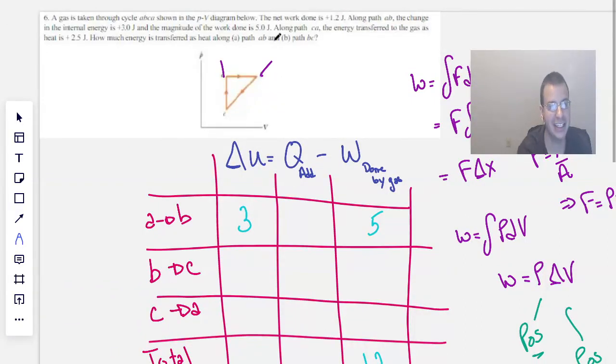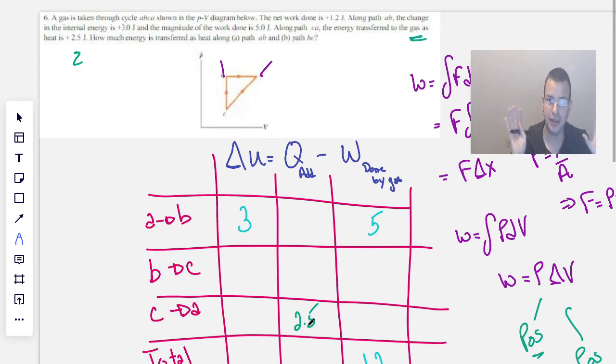All right. Along path CA, C to A, energy is transferred to the gas as heat. So this is Q added to the gas. They're telling us a number that's added to the gas as heat, and they give us a number of 2.5. So this is going to be 2.5. If they said something like energy transferred from the gas, then we just have to take the negative here.